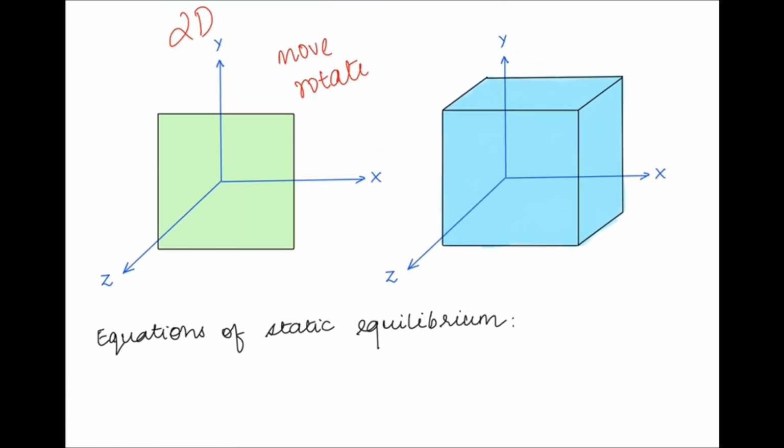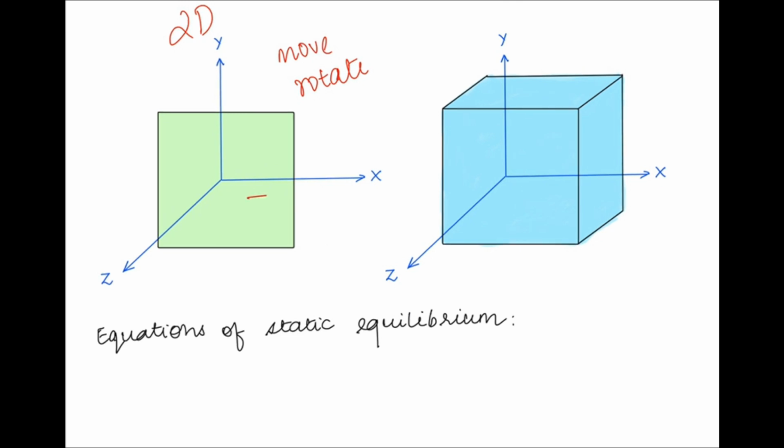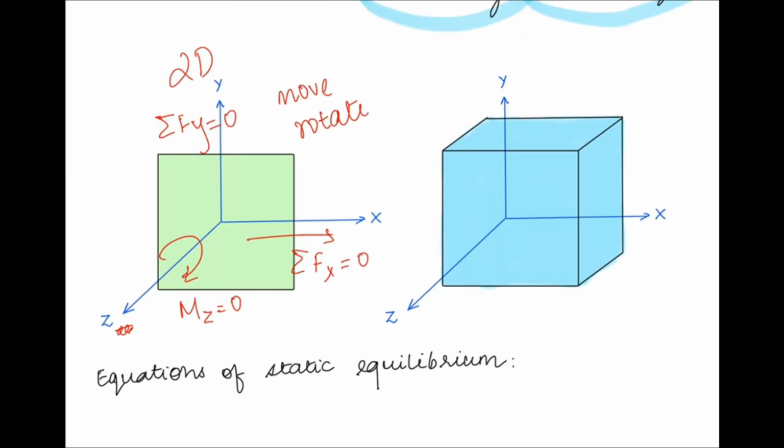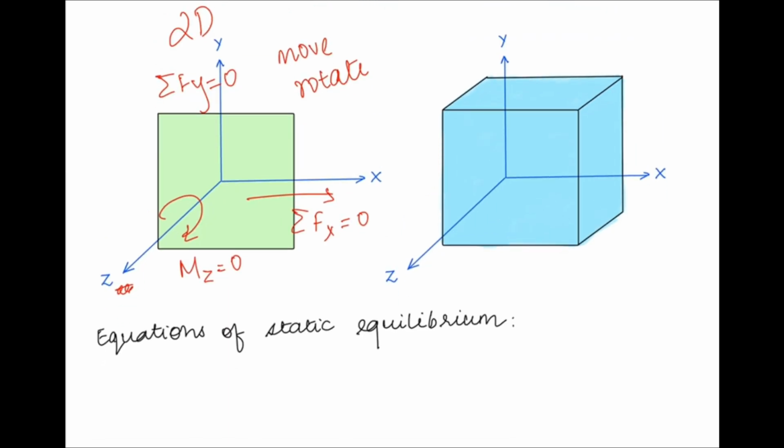So for that, what do we need? We need the summation of forces in x direction to be 0, the summation of forces in y direction to be 0, and the moment about the z axis to be 0. So that's why what we have here is these three equations of equilibrium.